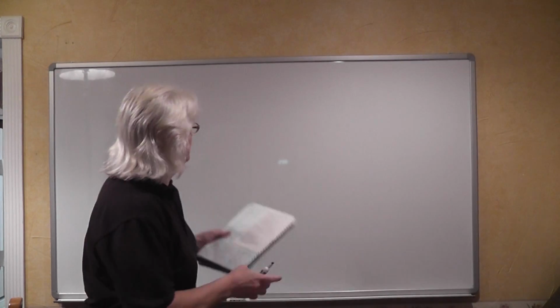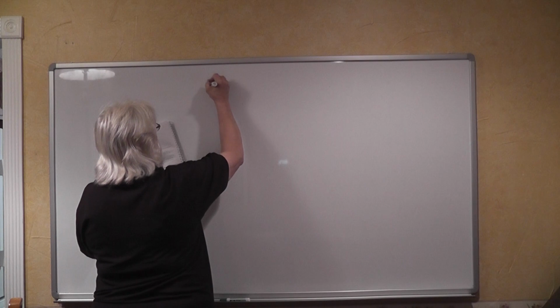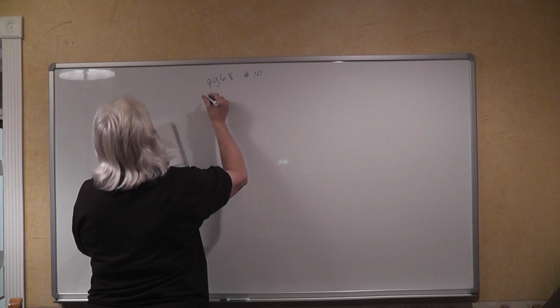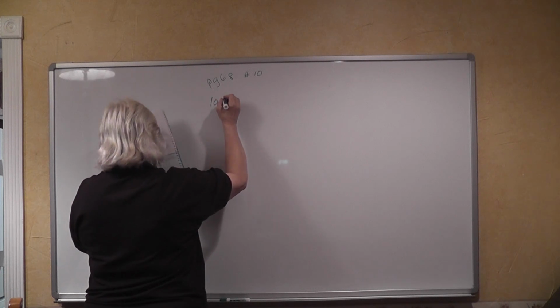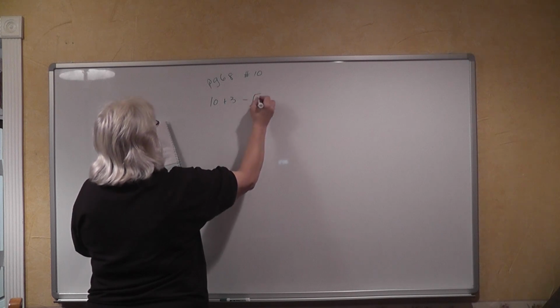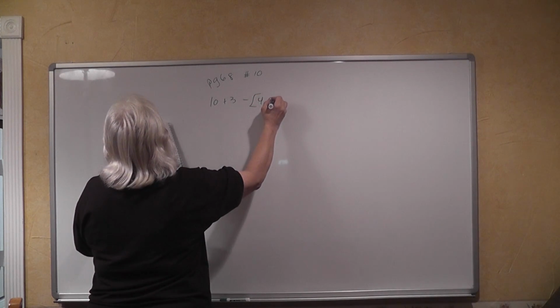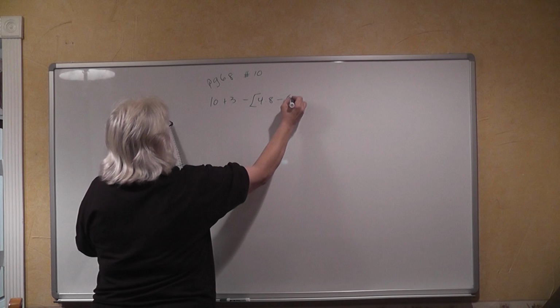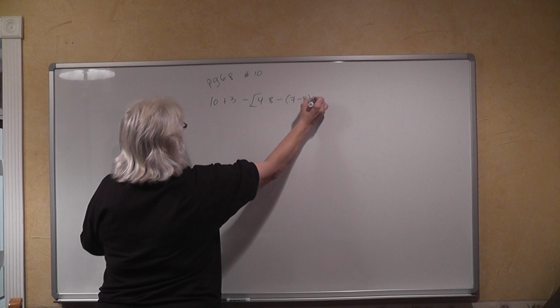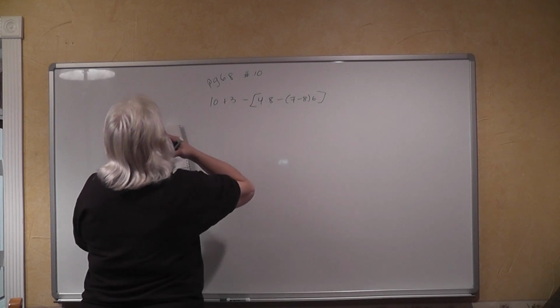And I'm going to go ahead and pick number 10 on page 68 to use as our final illustration. Page 68, number 10. 10 plus 3 minus quantity 4 times 8 minus the quantity 7 minus 8 times 6, close bracket.